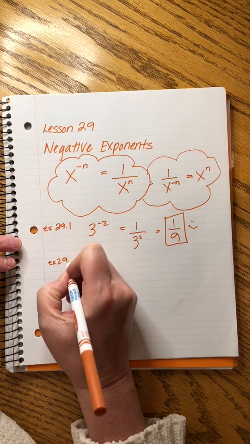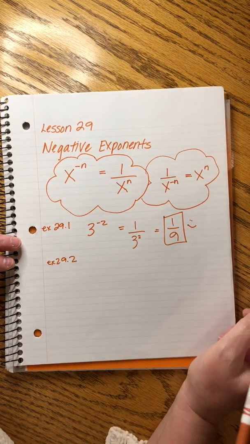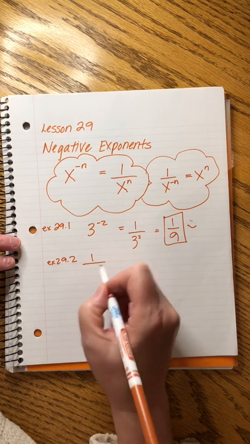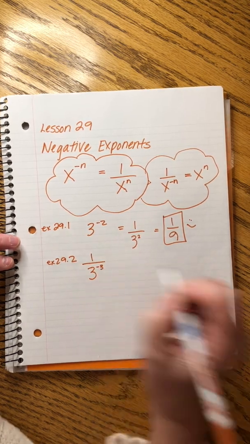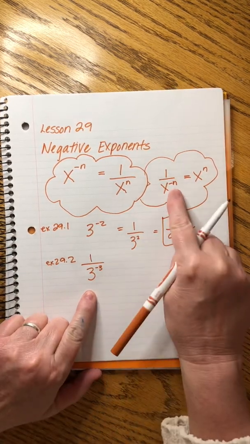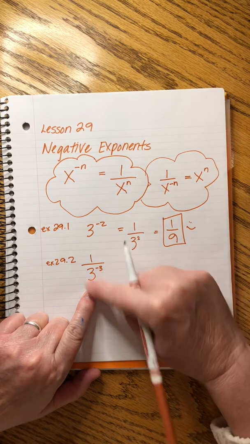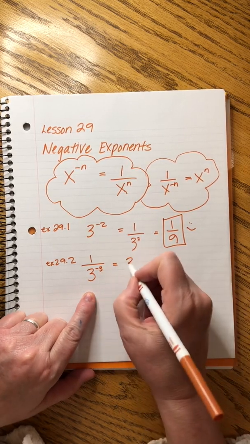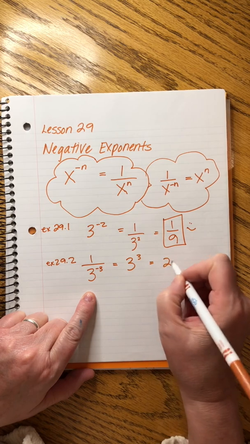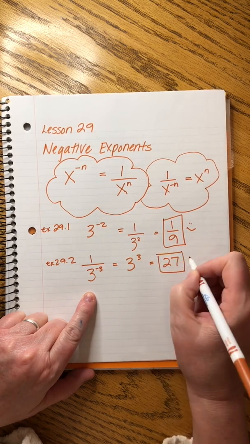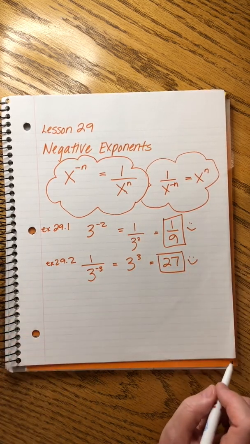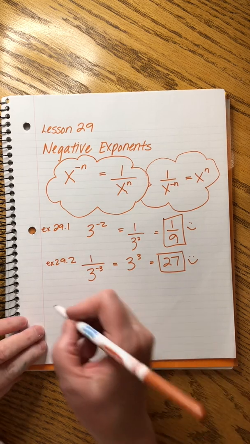Example 29.2 looks like this. 1 over 3 to the minus 3. Okay, this looks more like this one, doesn't it? So we remember, oh yeah, this is one where we'll flip it up. It'll be 3 cubed, and that's 27. All right. Cool. Example 29.3.